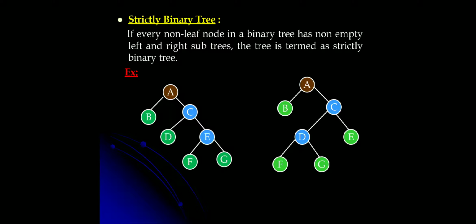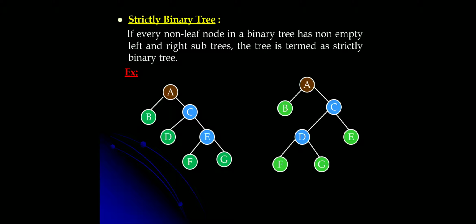If every non-leaf node in a binary tree has non-empty left and right subtrees, then the tree is termed as strictly binary tree. In the first figure, B, D, F and G are the leaf nodes, A, C and E are the non-leaf nodes. You can observe each of the non-leaf nodes is having both left and right subtree. A is having both left and right subtree, C is having both left and right subtree and E is having both left and right subtree. That's why we can say that the first figure is a strictly binary tree.